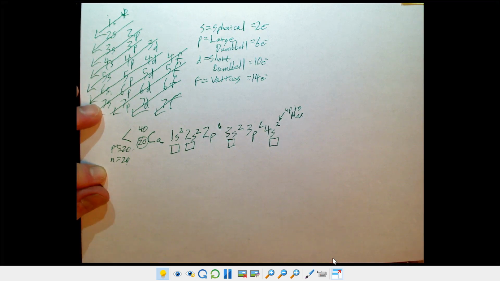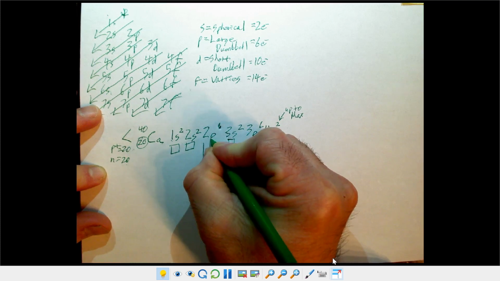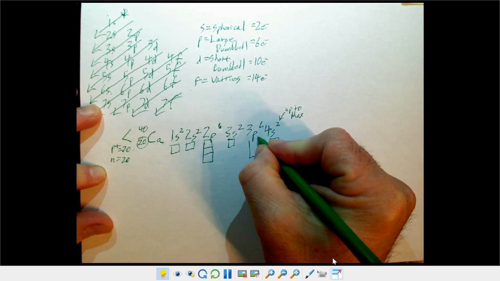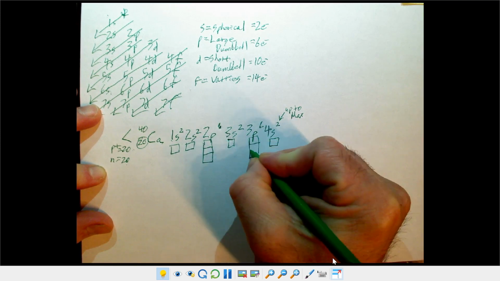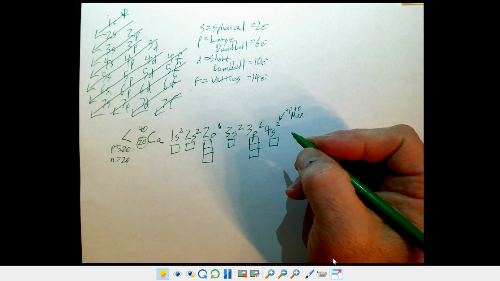Now for p, p6, 6 electrons are in there. So how many orbits would that have? Well, 2 divided into 6 will give you 3. So we're going to draw 3 boxes here wherever we see a p. And how many would you have for d? Yeah, you'd have 5, because 10 electrons can go into a d. Well, 2 divided into 10 gives you 5.